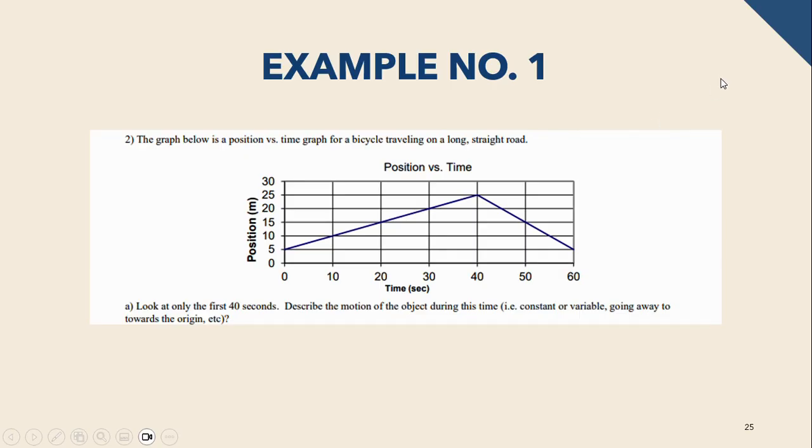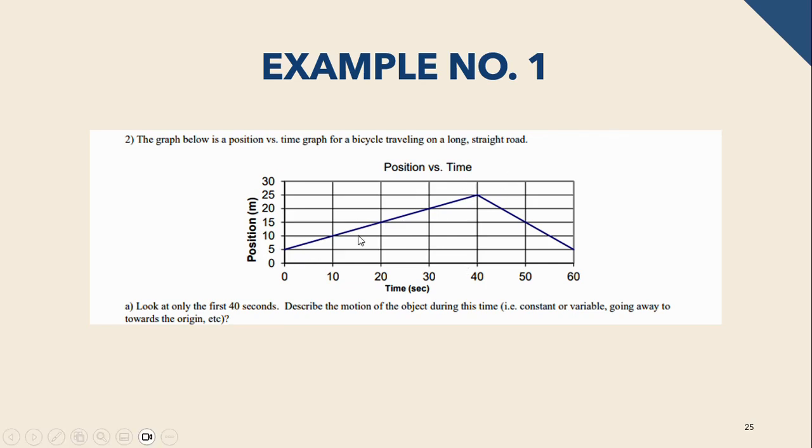Example number 1. The graph below is a position versus time graph for a bicycle traveling on a long straight road. Look at only the first 40 seconds. Describe the motion of the object during this time, i.e. constant or variable, going away or towards the origin, etc.